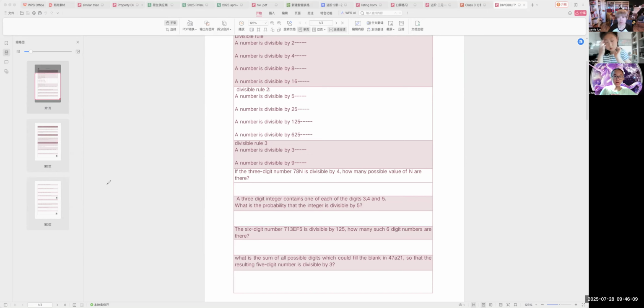Okay. So now I'm going to change this. The same thing: the three-digit integer contains one of each of the digits 3, 4, and 5. What is the probability that the integer is divisible by 2? So now I want you to tell me how to do it. Do we send you the answer?